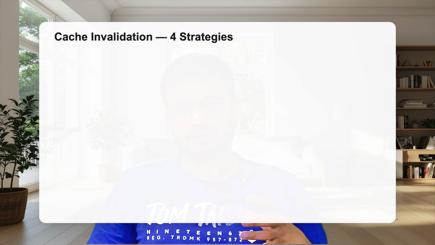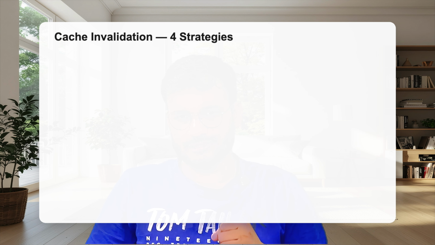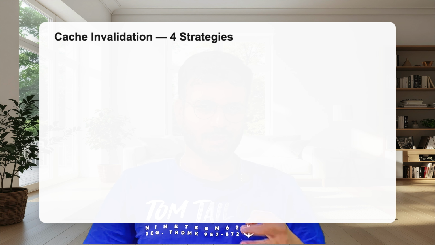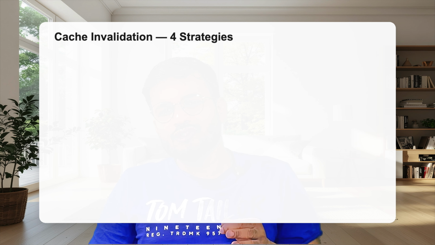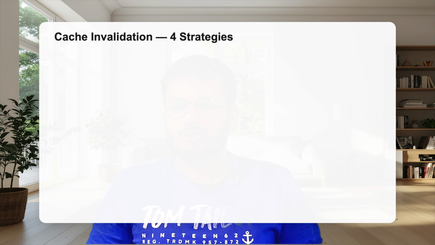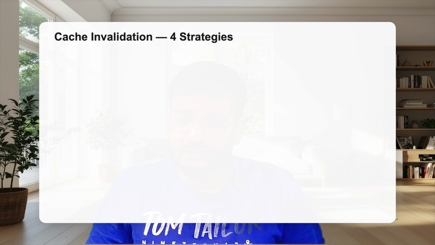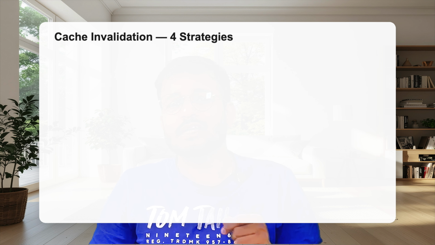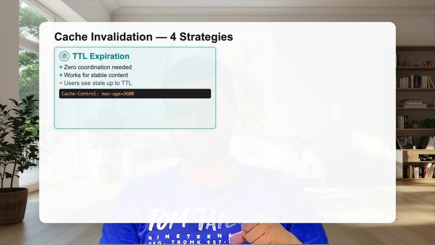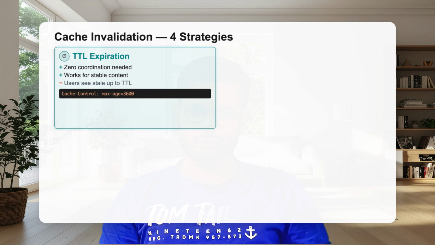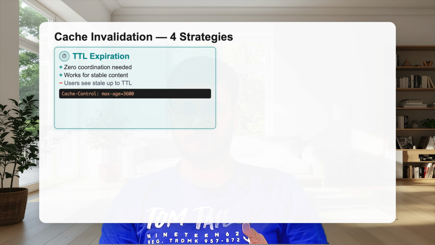The next concept is cache invalidation. This is the hardest problem. You update your home page hero image. How do we ensure all the 200 edge nodes stop serving the old version within seconds? There are 4 strategies, and the best one might even surprise you. First one is TTL expiration. Set Cache-Control max-age=3600 and wait. It's simple but stale for up to 1 hour after update.